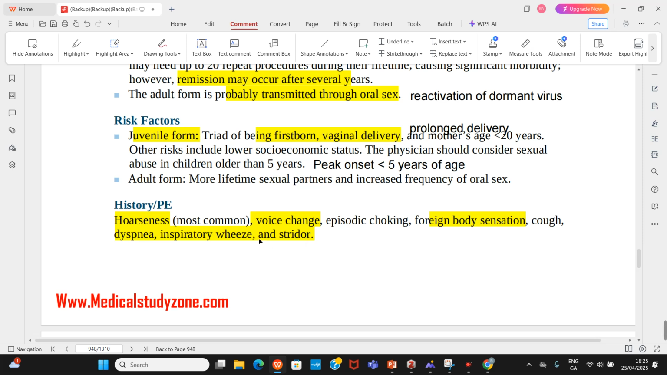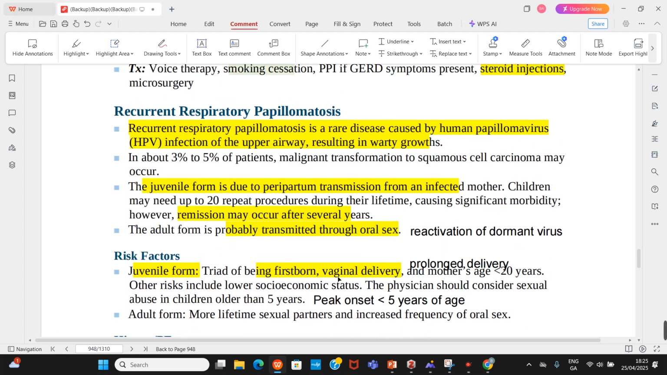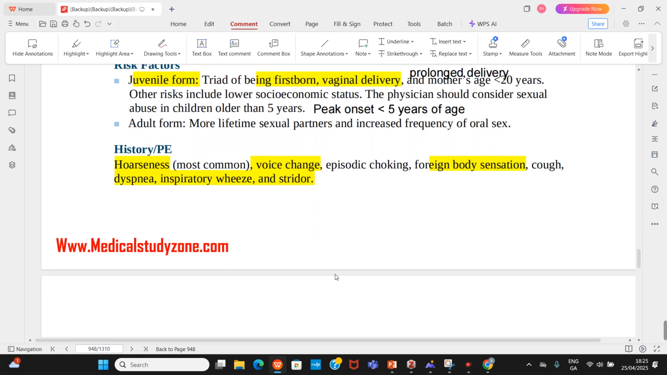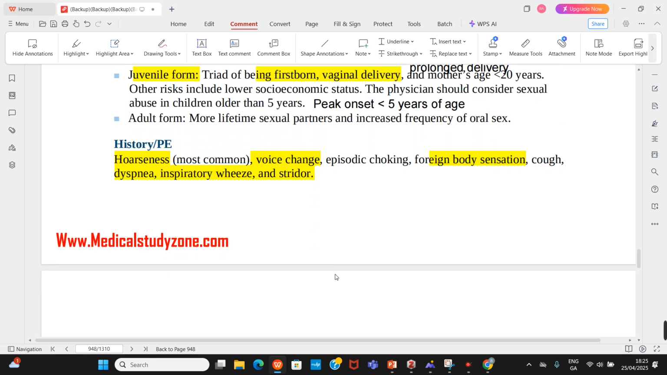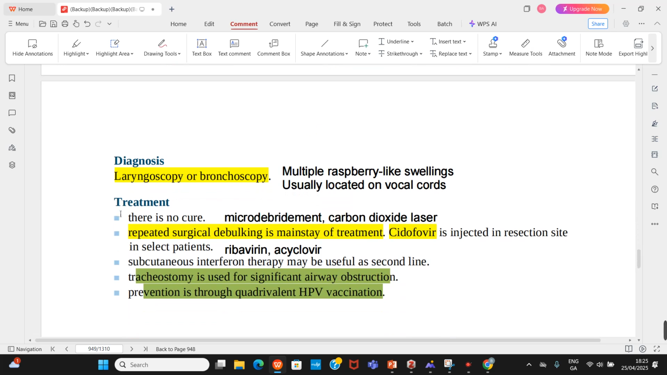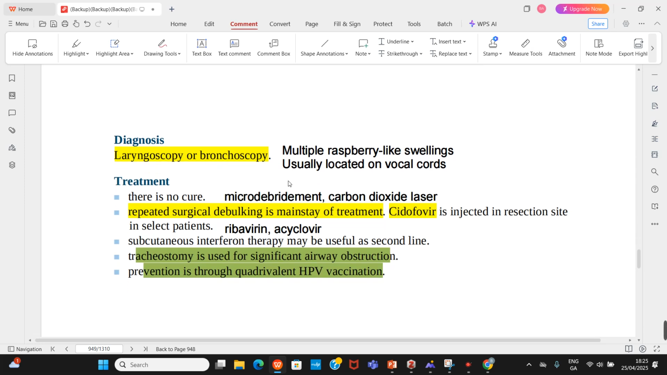For the adult form, the more the sexual partners and the more the frequency of oral sex, the more the tendency of developing recurrent respiratory papillomatosis. How will they present? Hoarseness of voice, choking, because the airway is getting occluded. They can have globus, foreign body sensation, stridor, and the like. So you want to look into that airway and see what is happening. When you do your laryngoscopy or bronchoscopy, you will see multiple raspberry-like swellings.